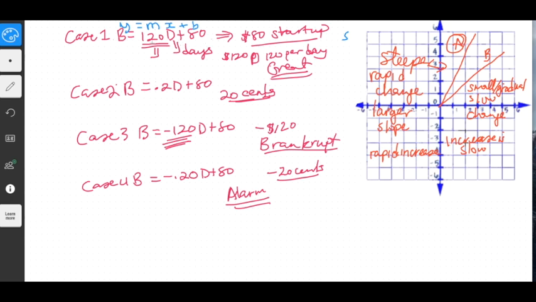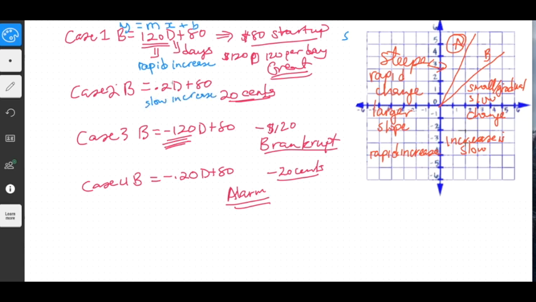So this is how they use scenarios to mimic your linear equations, and these are the applications of linear equations. So they might ask you, in this banking scenario, what is your slope? And you know your slope is 120, or 20 cents, or negative 120, or negative 20 cents. In this case, what type of slope do we have? We have a positive slope, right? So therefore it means rapid increase. And in this case, we do have a positive slope, but it's a very small slope. So therefore it is what you call a slow or gradual increase, right?